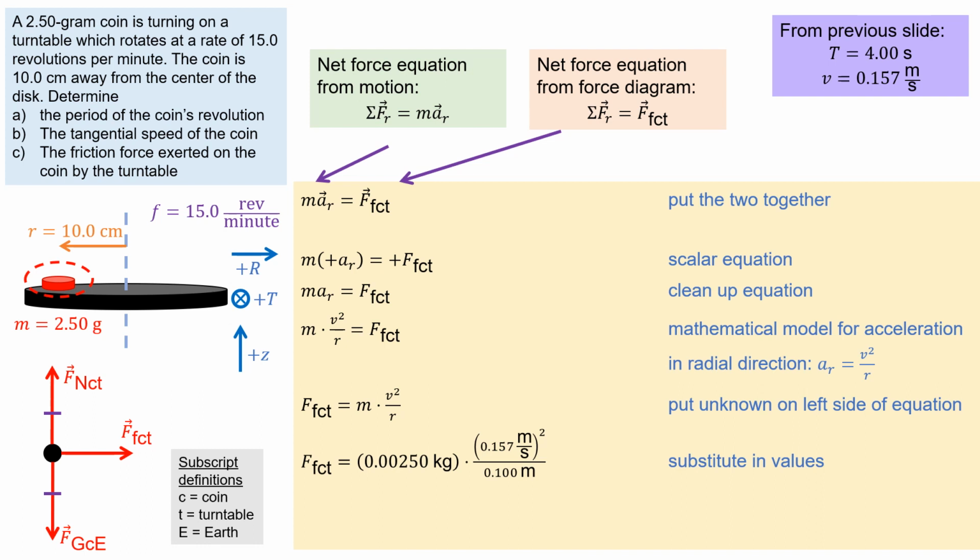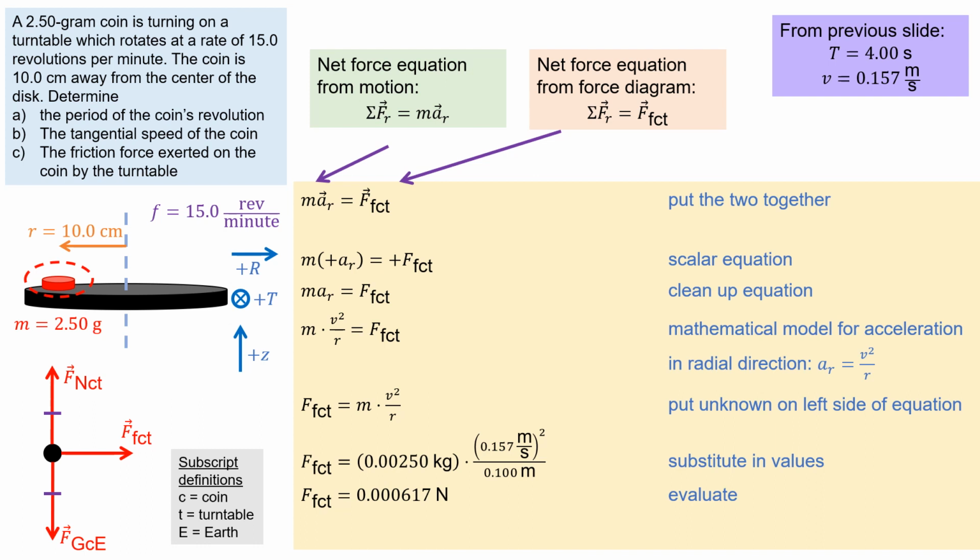In SI units, the mass of the coin is 0.00250 kilograms. Don't forget to convert that from grams to kilograms. The speed we found earlier was 0.157 meters per second, and we're going to square that quantity, and then divide by the radius, which in SI units is 0.100 meters. Plugging all of that into the calculator, we find that the friction force is 0.000617 newtons. We don't expect a big friction force. It probably doesn't require much force to keep a very lightweight coin rotating on the turntable.